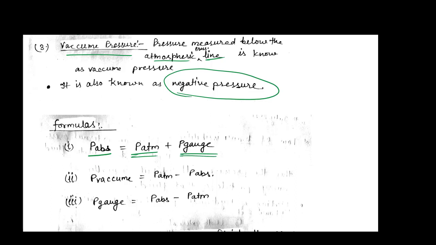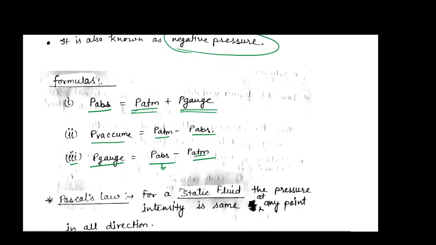Okay, second one is P vacuum. P vacuum is the difference of PATM and PABS. PABS means P absolute. And third one is the gauge pressure, P gauge. It is the difference between PABS and PATM. PABS is the absolute pressure and PATM is the atmospheric pressure. Okay, so these are some formulas or relationships.